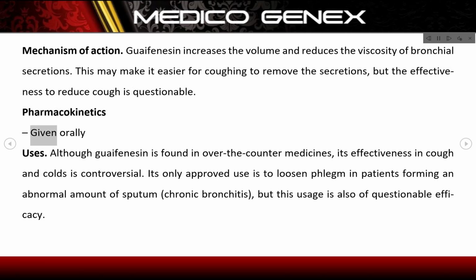Pharmacokinetics: given orally. Uses: although guaifenesin is found in over-the-counter medicines, its effectiveness in cough and colds is controversial. Its only approved use is to loosen phlegm in patients forming an abnormal amount of sputum, as in chronic bronchitis, but this usage is also of questionable efficacy.